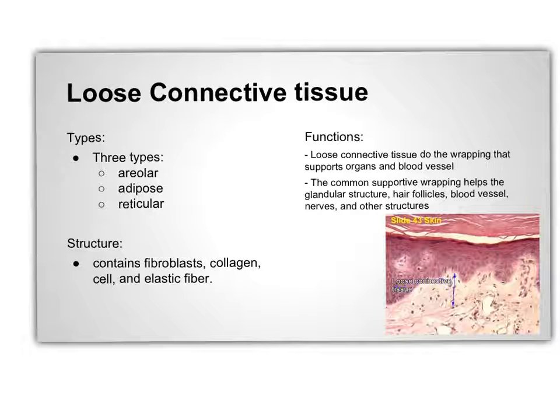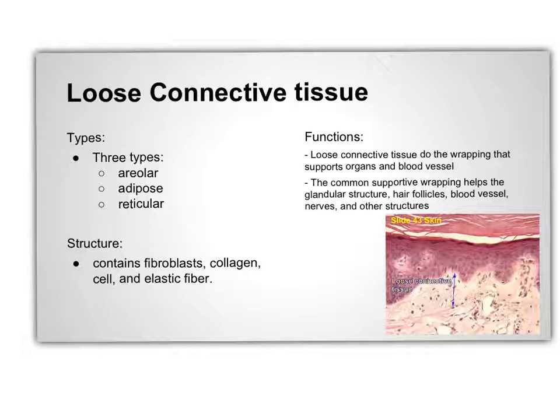There are 3 types of loose connective tissue. Those 3 types are areolar, adipose, and reticular. Out of these 3, areolar and adipose are the most active. Areolar and adipose usually stay together. Areolar and adipose are located in blood vessels, nerves, and ducts.